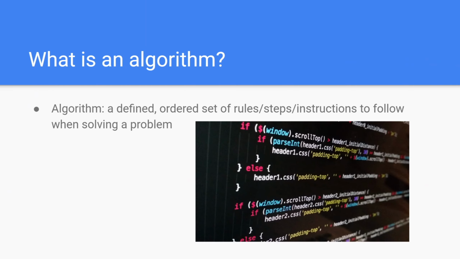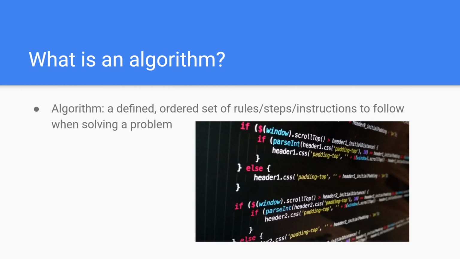This idea of sequencing is there to guide us to the idea of an algorithm. You've heard me say this word a few times now. An algorithm is a defined, ordered set of rules, steps, or instructions, whatever you want to call them, to follow when solving a problem. Defined and ordered. Ordered, that's your sequencing right there. Step 1 has to come before step 2.